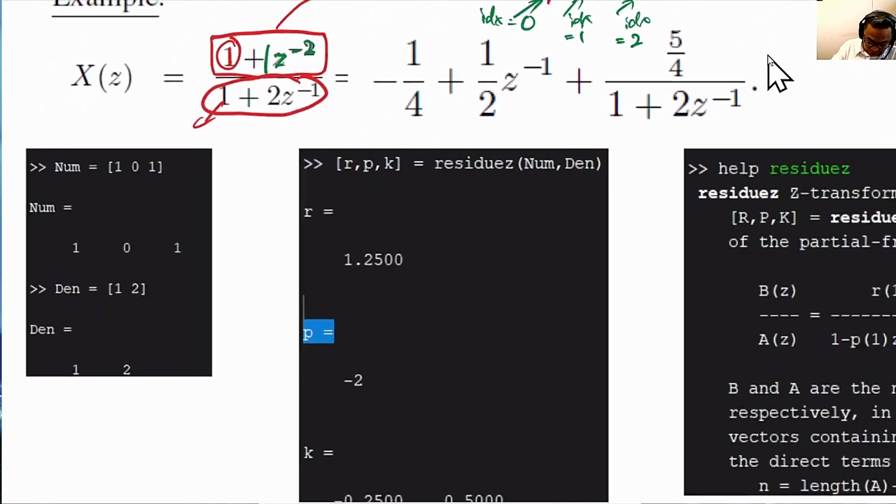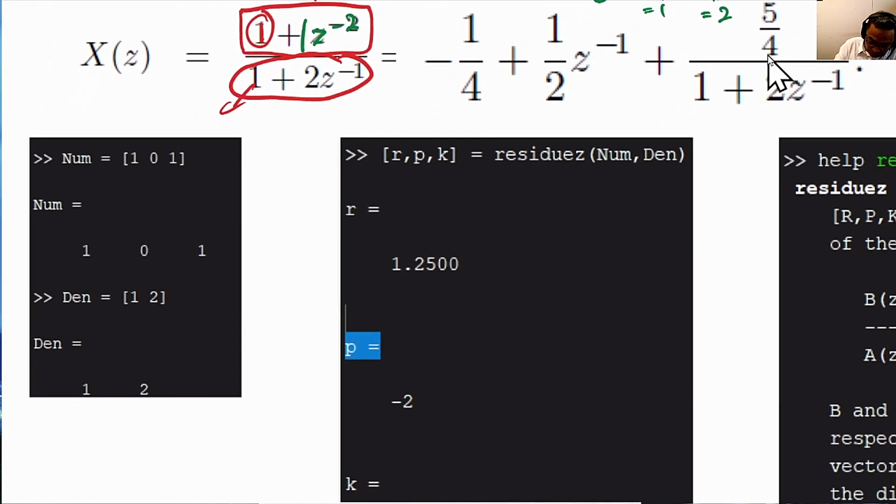So what do I do with it? Well, this is what I did. 1 0 1 for the numerator, denominator 1 2, and I'm going to substitute into this MATLAB function called residuez to perform the partial fraction expansion for me. This is different in Laplace transform. In Laplace transform, I use residue. There's no z there. Here, why am I using residuez?